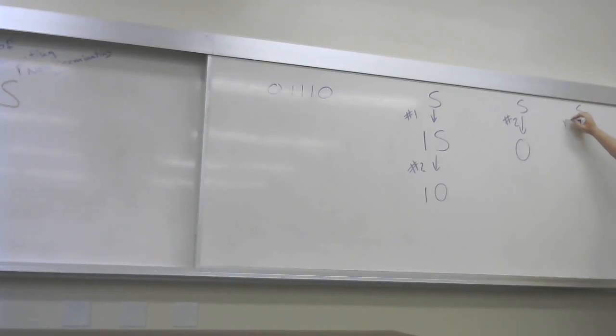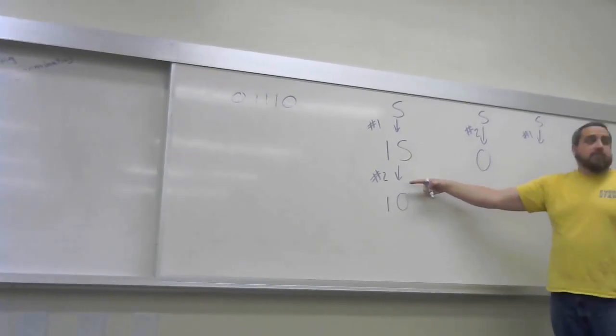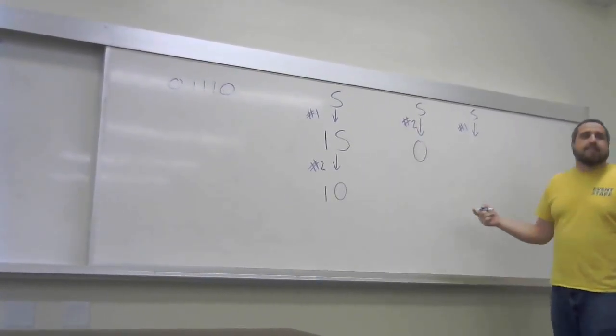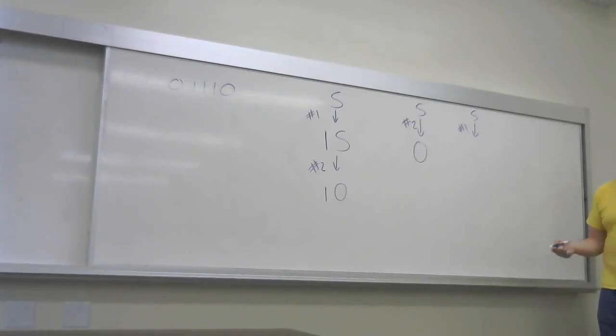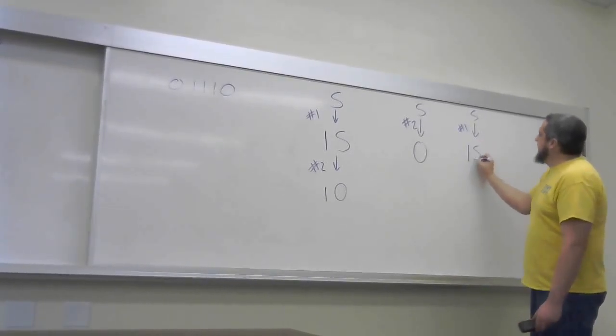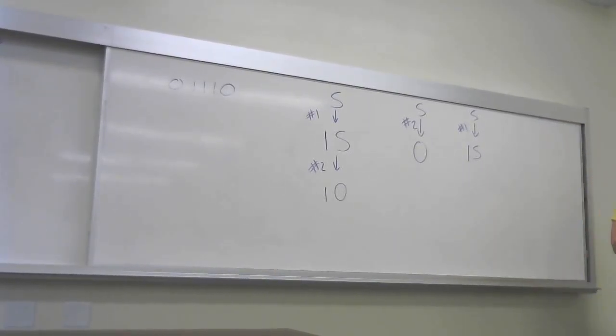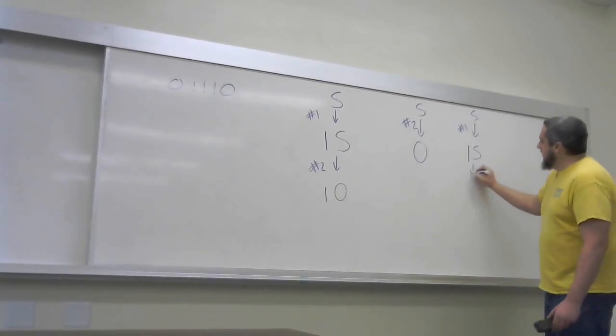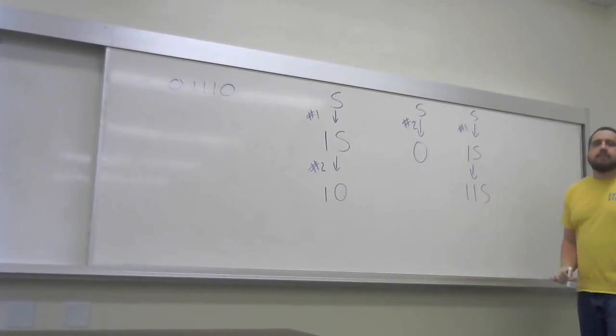So I apply rule 1 because applying rule 2 will kill me, right? Applying rule 2 will kill me. I notice this every time, all of a sudden I go, oh, applying rule 2 will end. I cannot do anything after applying rule 2, right? So that'll give me 1S. What rule can I apply now? Rule 1. I'll apply rule 1 again. That'll give me 1, 1S.